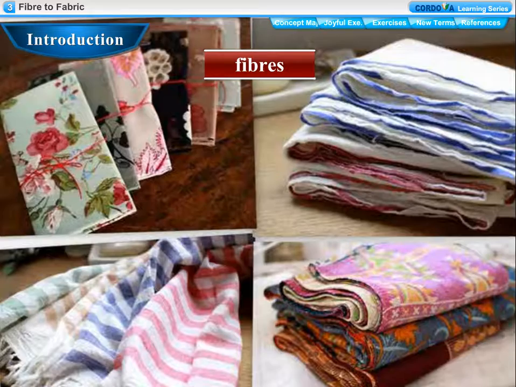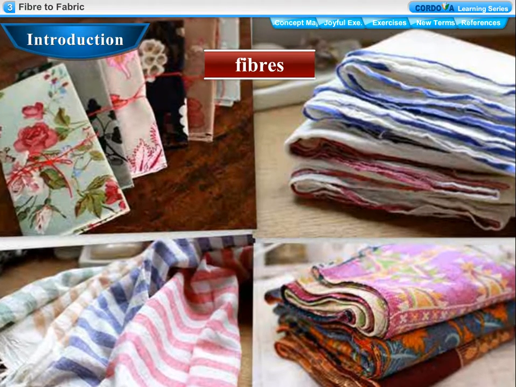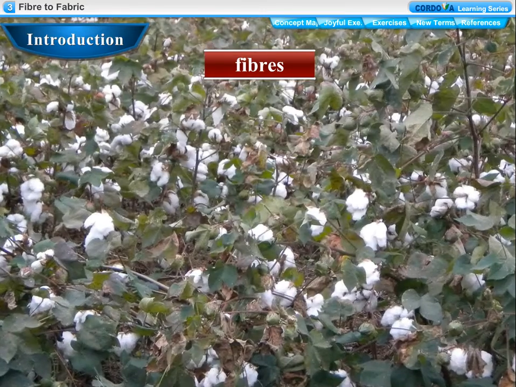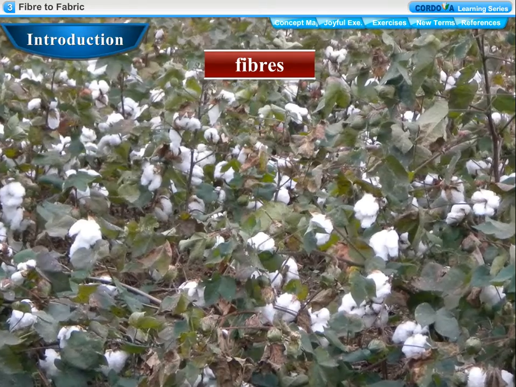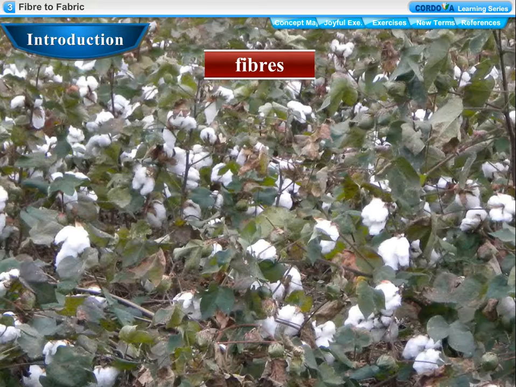The clothes we wear are made from different kinds of fabric, made of different fibers. We know how to obtain cotton fibers from cotton plant. In this chapter, we will study how fibers are obtained from animals.